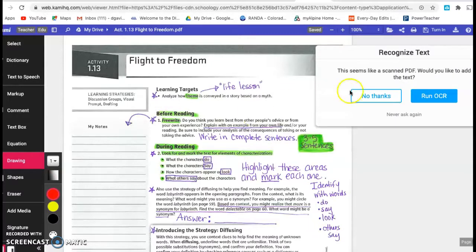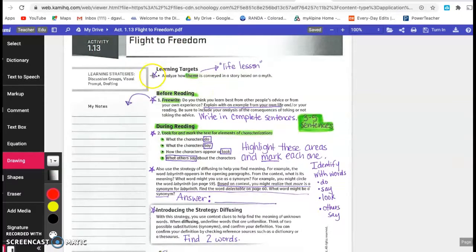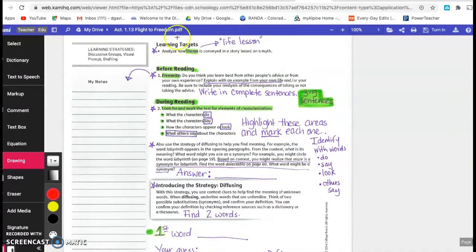All right, here is your assignment for 1.13 Springboard Flight to Freedom. Okay, notice there's a lot of stars, a lot of different arrows, a lot of things highlighted. Anytime you see those put in there for you, you probably need to do something with them or they are highlighted for an important reason. Okay, so take your time to really read this first page so you understand what to do while reading and what to do after reading.